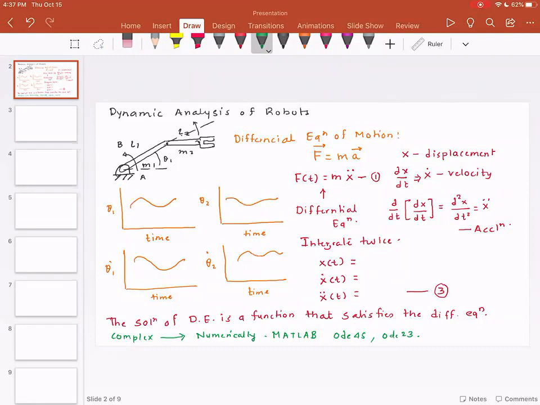So in the next few lessons, we are going to look at a very standard technique to derive the differential equations of motion for complicated robotic systems. And please understand that deriving differential equations is not a trivial task. So manually, we can derive the differential equation for some simple systems. But once we understand the process, we are going to use MATLAB that would automate the procedure for us.